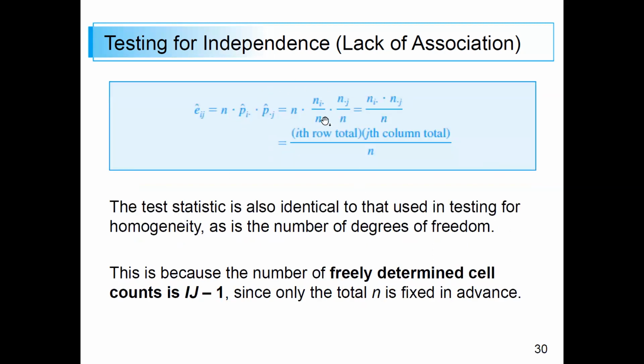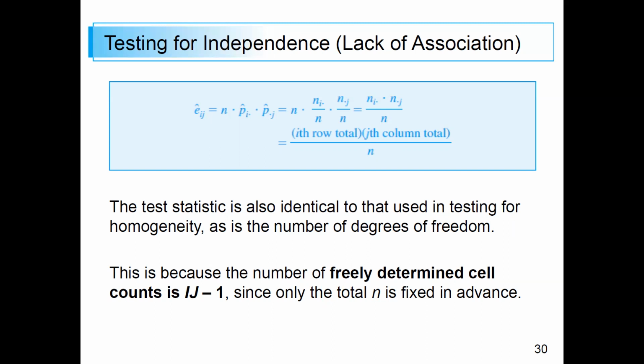As we put them together, you can see that the two little n's in the denominator and one little n outside will cancel one of them. So in the end, the expected cell count is simply equal to the row sum n_i dot times the column sum of the jth column n dot j, divided by the total count. And this expected count is exactly the same as in the previous situation when we tested for homogeneity. And this ratio gave us the expected cell count.